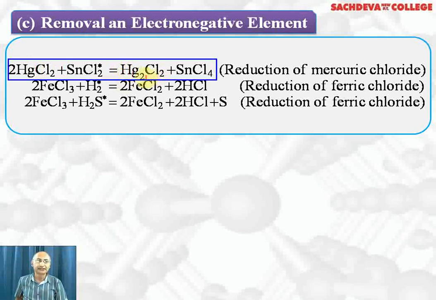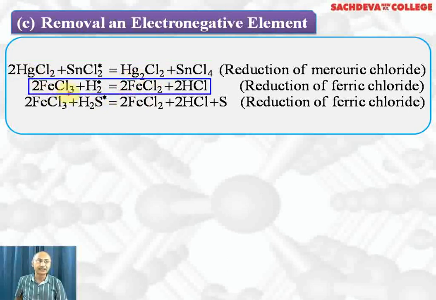Mercurous chloride is written as dimer. It should be HgCl, but it is written as Hg2Cl2 because HgCl is unstable. So it leads to the formation of dimer. So here removal of an electronegative element is taking place. Here 1 mercury was combining with 2 chlorine. Here 2 mercury is combining with 2 chlorine. So 1 mercury is combining with 1 chlorine. Therefore it is called removal of electronegative element.